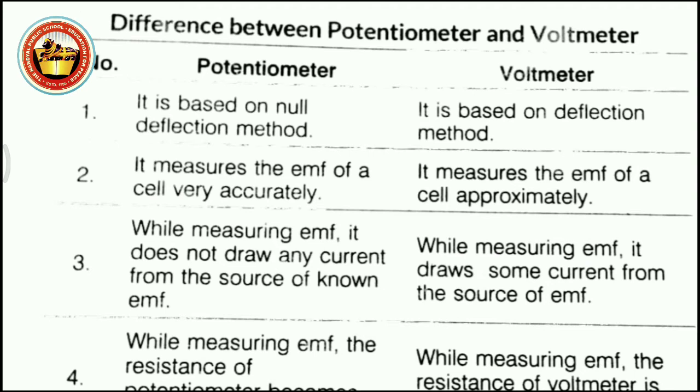Coming to the second point, the potentiometer measures the EMF of a cell very accurately. Means by using a potentiometer we can measure the EMF of a cell accurately. Coming to the voltmeter, the voltmeter measures the EMF of a cell approximately. So by using a voltmeter we can measure the EMF of a cell approximately.